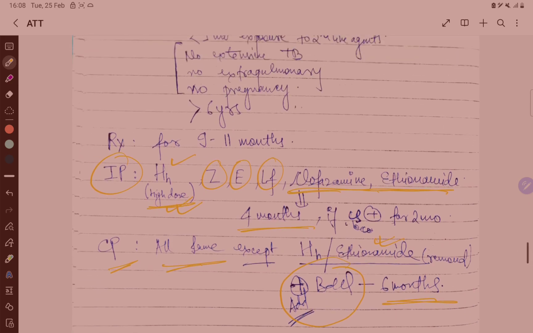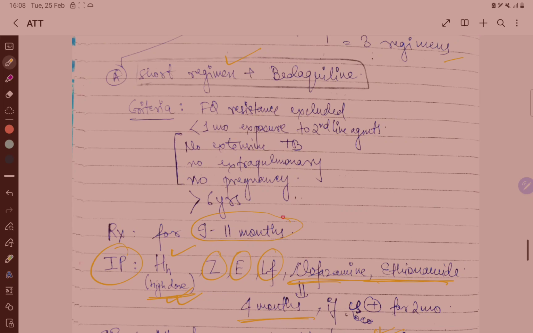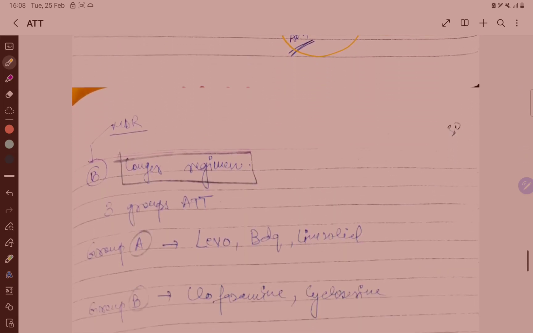Okay, this is not easy, I am telling you. This is for 9 to 11 months, and this is the short regimen plus bedaquiline regimen. This is the first regimen which we give.